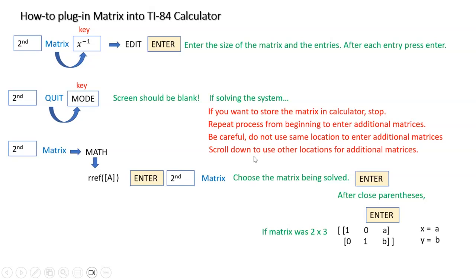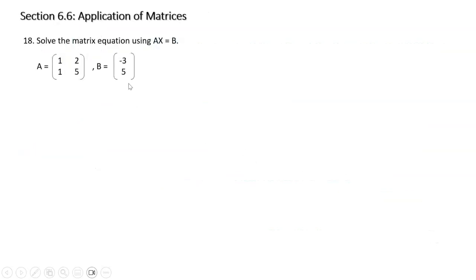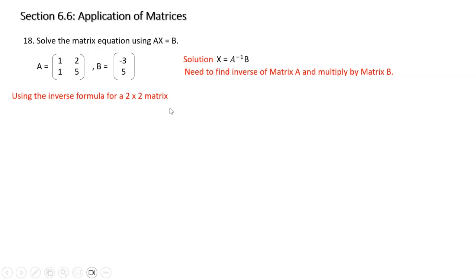Okay, now let's go down. So now, this is an applications problem. It says solve the matrix equation using AX equals B. We want to solve for X. So we're going to take the inverse of both sides, and the inverse on the left side cancels with the A, so we have X equals the inverse of A times B. You need to find the inverse of a matrix and multiply it by matrix B.